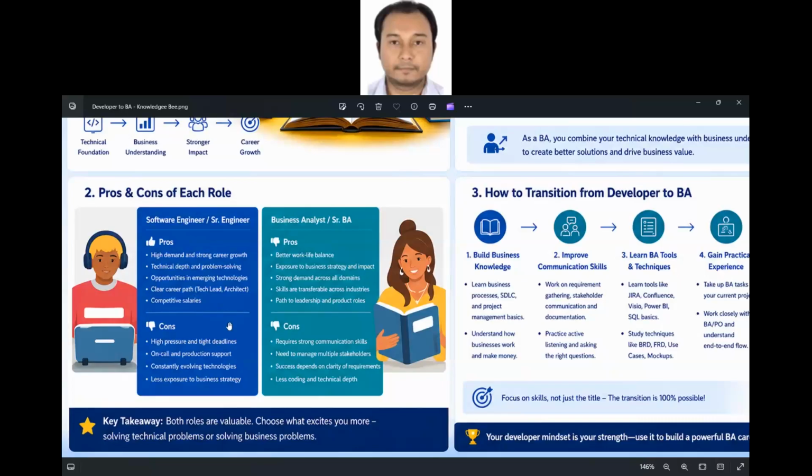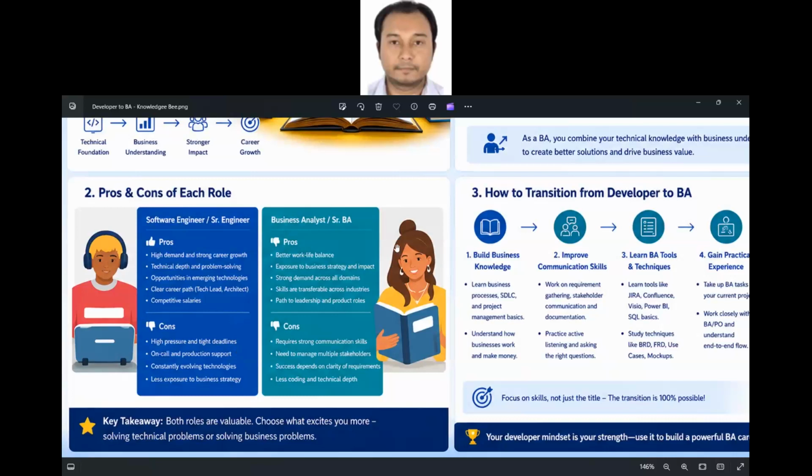High delivery pressure and tight deadlines, production support and on-call responsibilities. There is a constant need to learn new technologies and sometimes less exposure to business strategies and decision making.